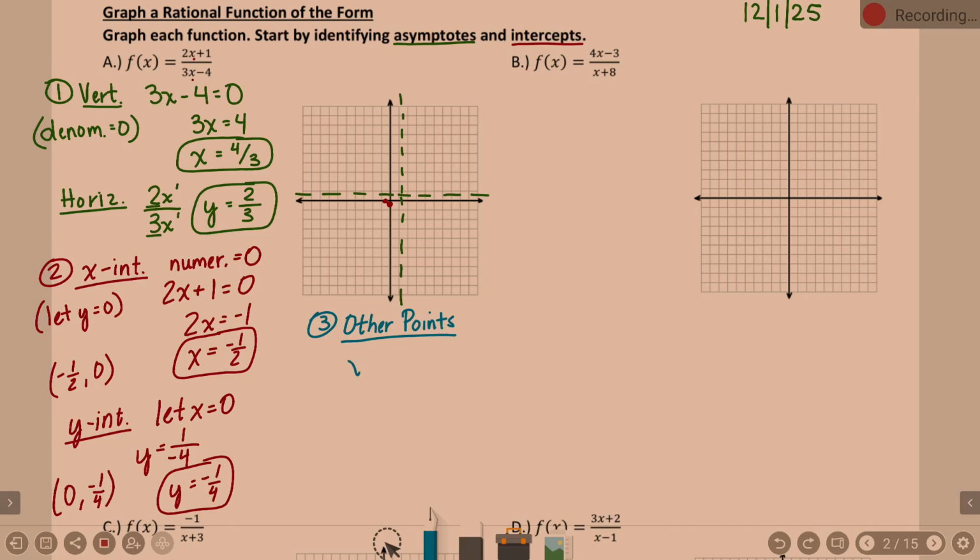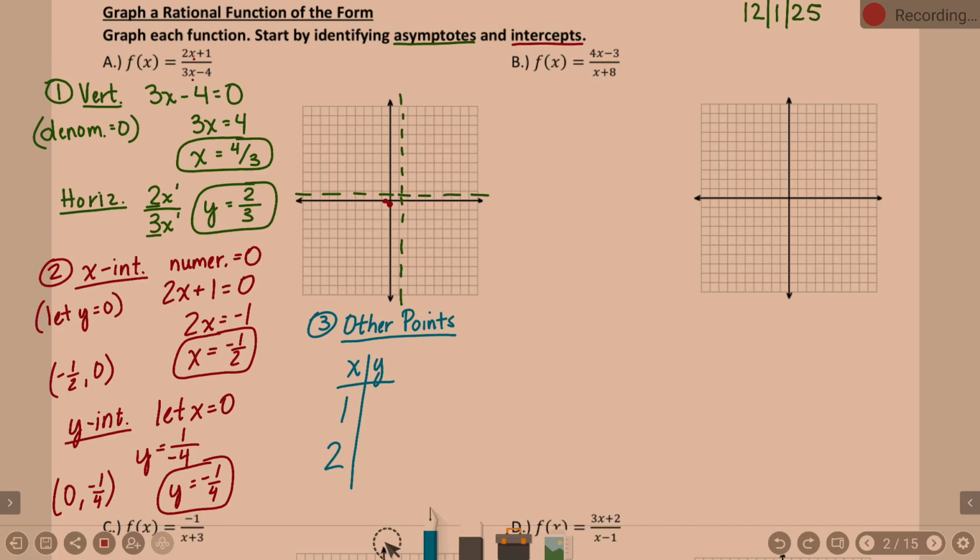But all I'm going to do is set up an XY chart, and pick a couple extra points. Now, what I like to do is look at my vertical asymptote. My vertical asymptote is 4/3. So what I like to think is I want something on the left and something on the right. So 4/3 is, say, 1 1/3. A number below 1 1/3 is 1. A number above 1 1/3 is 2. And that will just kind of show me where my graph is going.